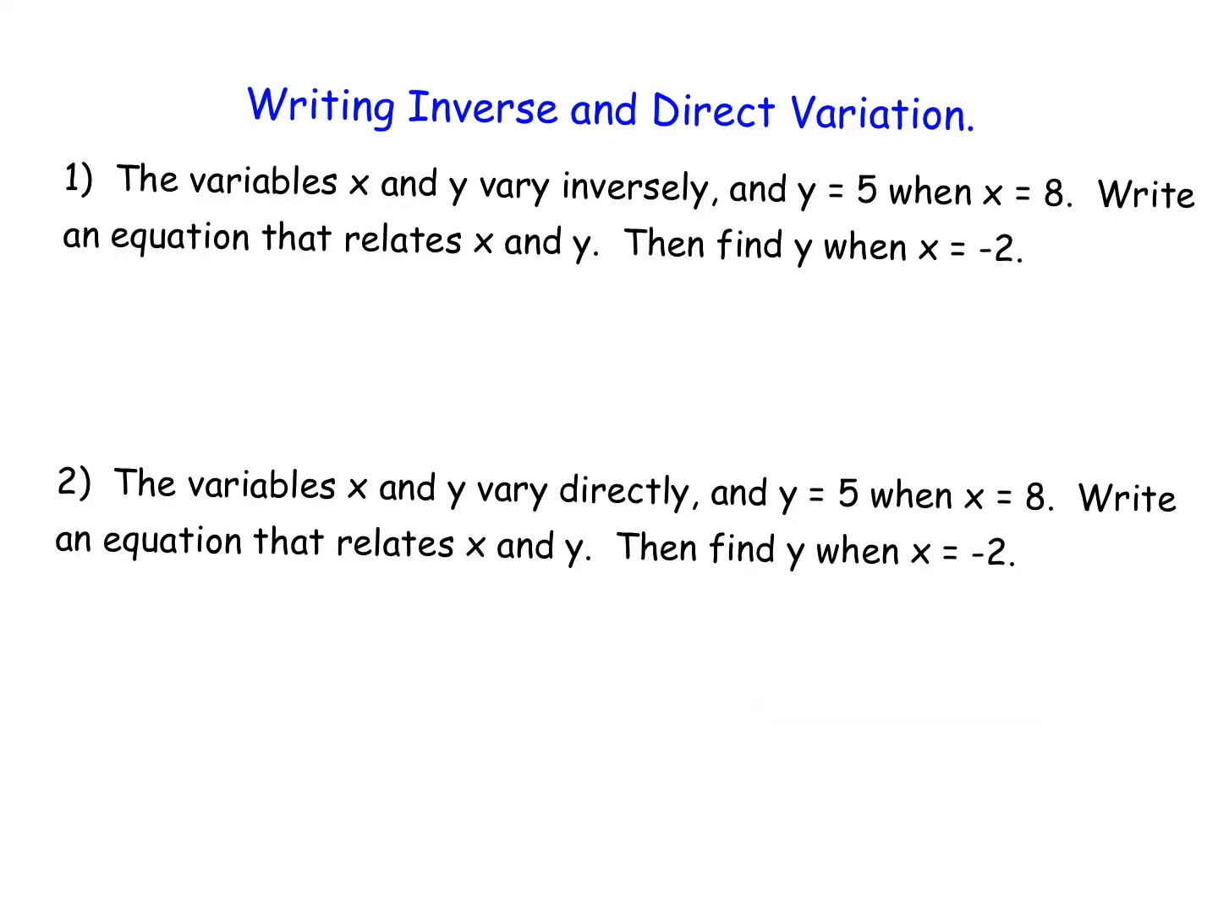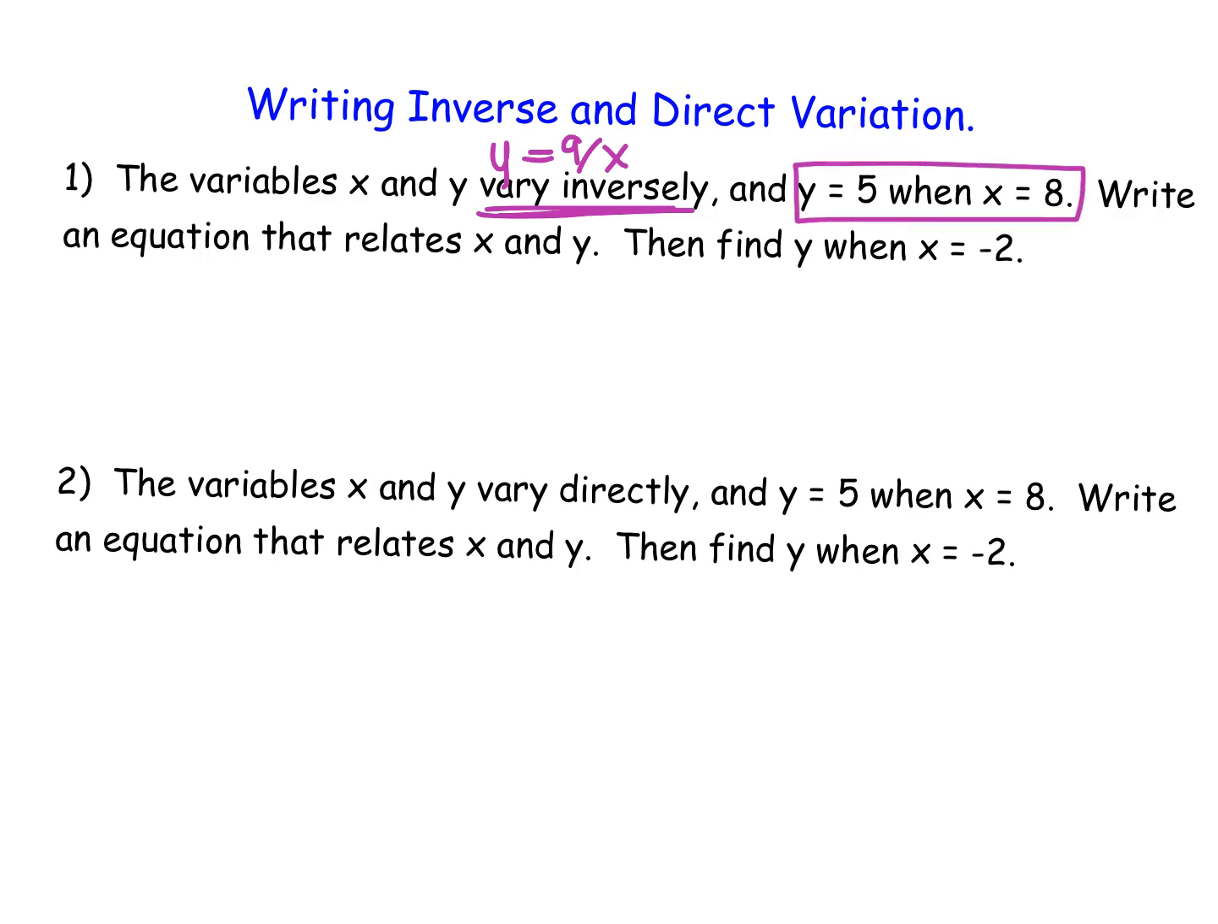So in this final slide, we're going to learn how to write inverse and direct variation equations. So here it says the variables x and y vary inversely. So we know we're going to have the relationship type of y equals a over x. And when y equals 5, x equals 8. Write an equation that relates x and y. So we know for sure they vary inversely, and we know this one pair.